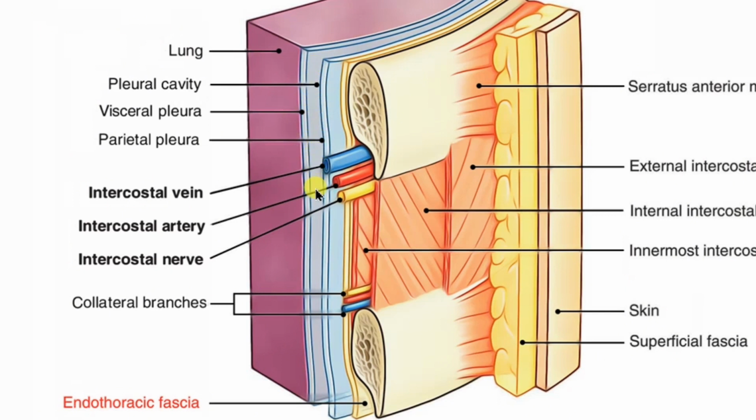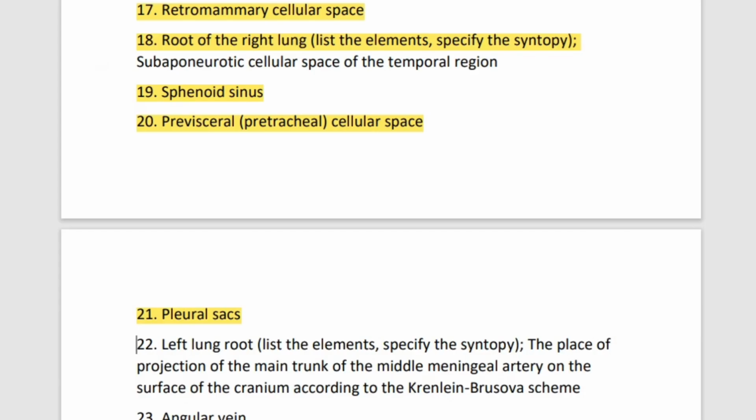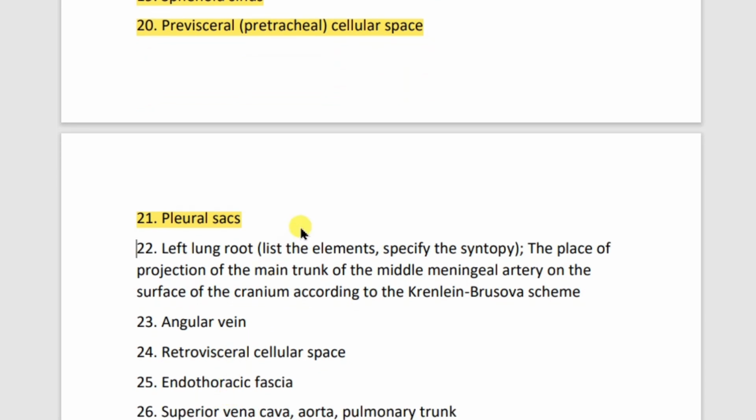So what's the function of the pleural sac? It actually contains a fluid to reduce the friction between the pleura, between the visceral and parietal pleura. Okay, so it has a protective function. So the next structure we have here, left lung root.